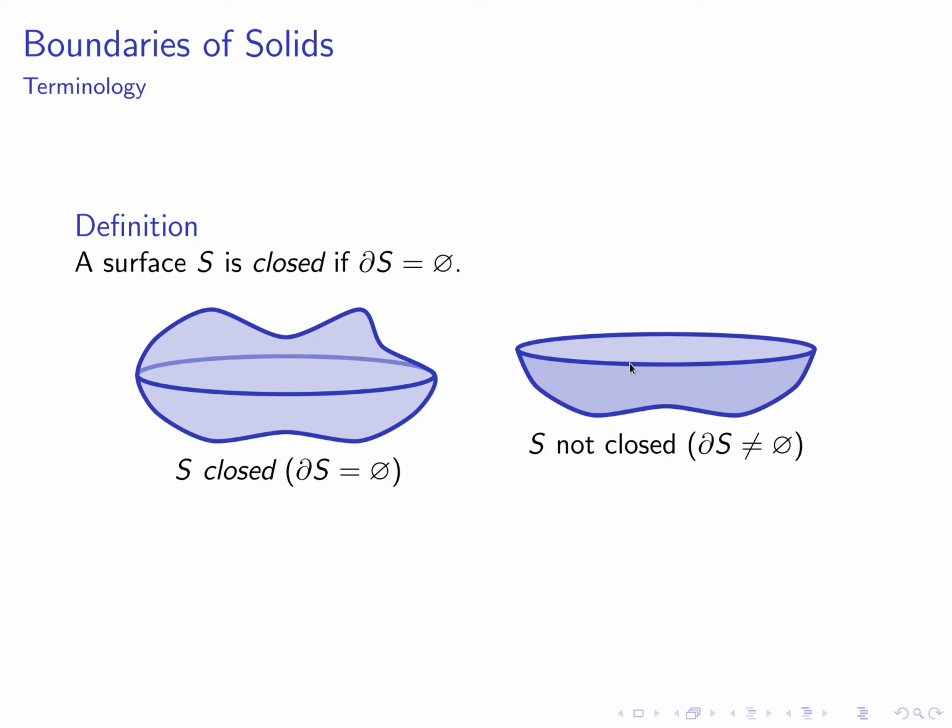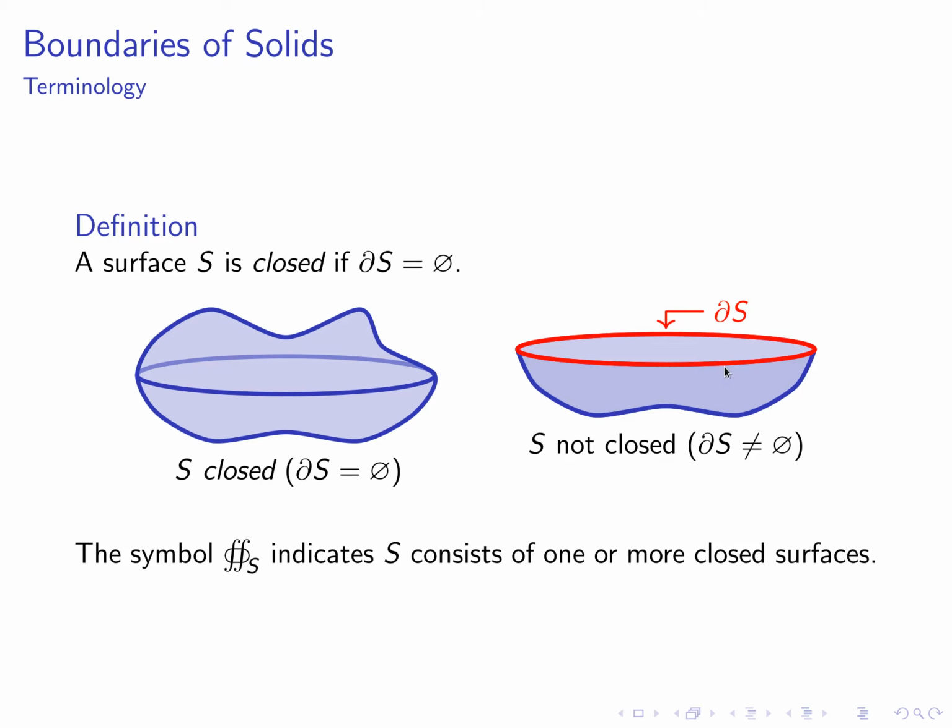On the other hand, if we were to look at the lower half of this surface, so if we were to just chop off the surface at the hemisphere we've drawn in here, we would be working with a surface that is not closed. Here, the outer edge is this top ring. So the boundary of this surface is this top, what looks like maybe an ellipse. And we use special notation sometimes to indicate that a surface in question consists of one or more closed surfaces. We write a double integral with a circle around it with a subscript of S, to indicate that the surface we're working with consists of one or more closed surfaces.